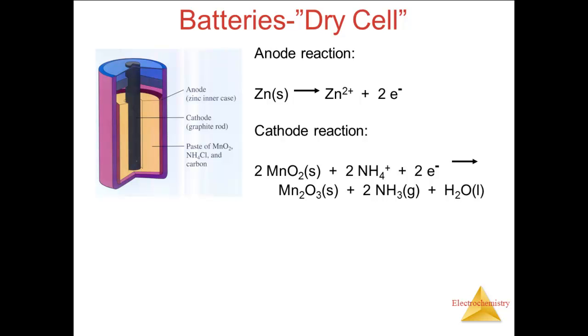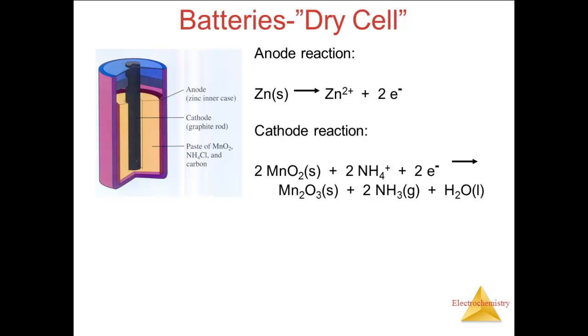The advantages of this type of cell are: 1. Its paste allows the cell to be rather portable, and 2. The paste is enough to separate the two half reactions because the reactants are both solid.